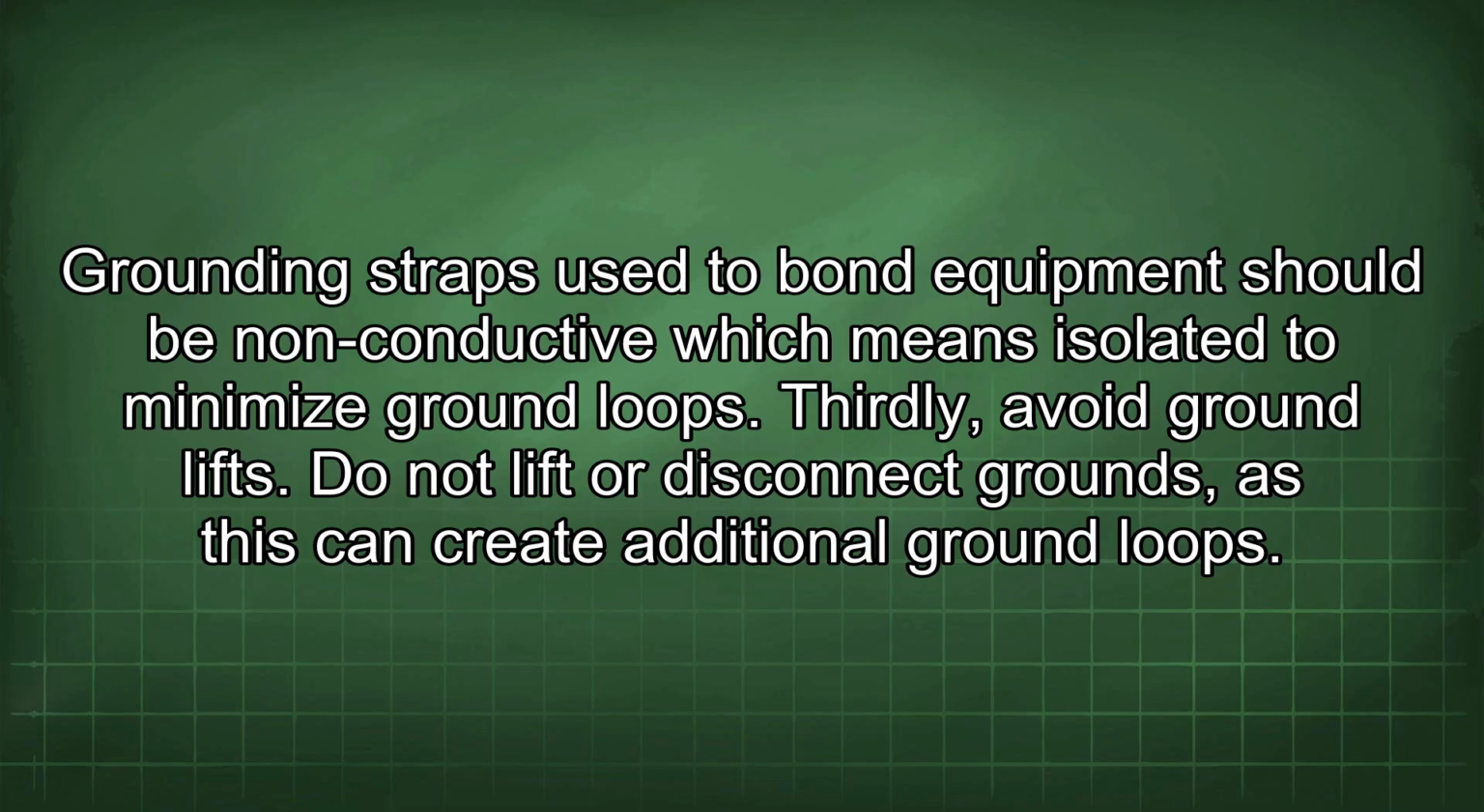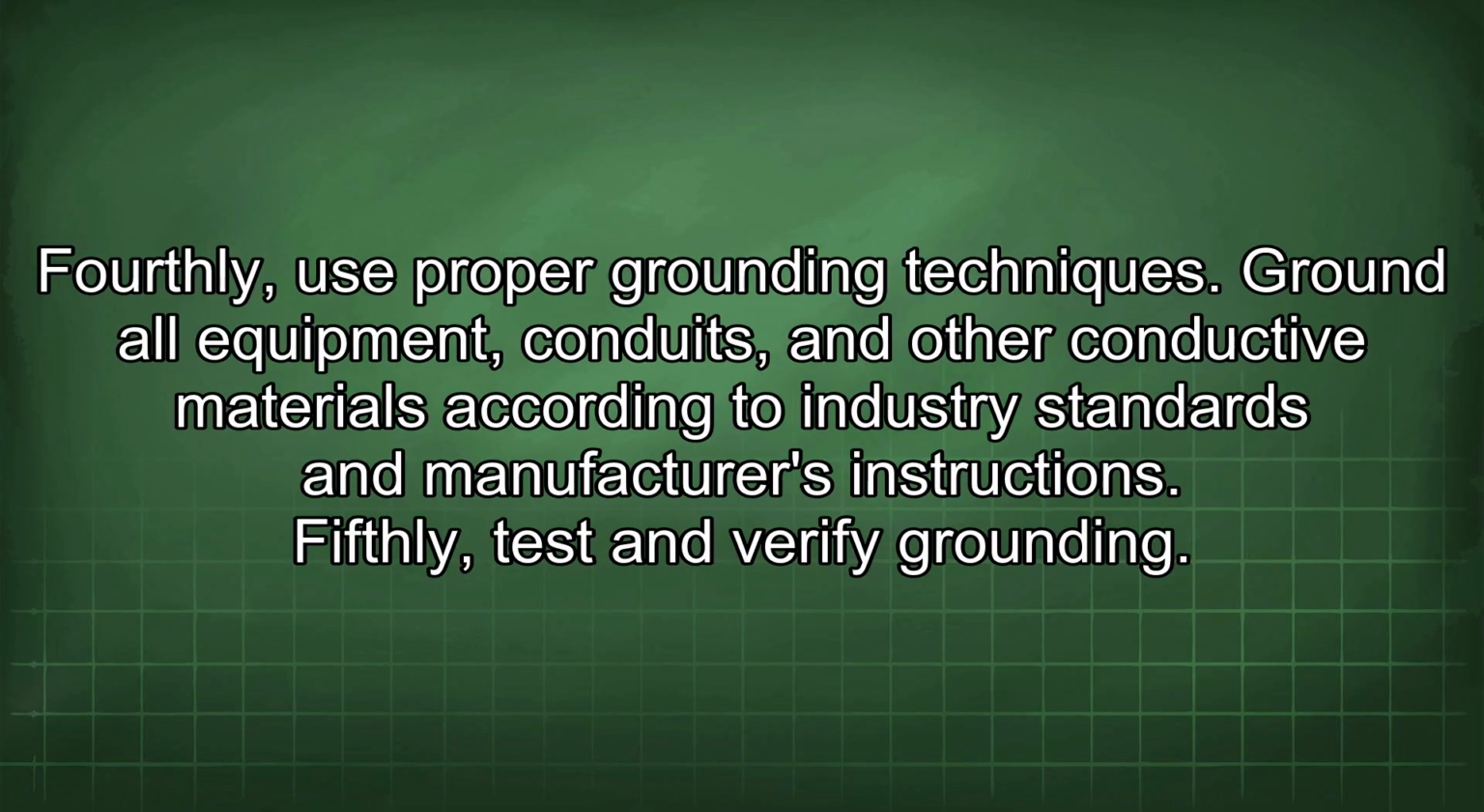Grounding straps used to bond equipment should be non-conductive, which means isolated, to minimize ground loops. Thirdly, avoid ground lifts. Do not lift or disconnect grounds, as this can create additional ground loops. Fourthly, use proper grounding techniques. Ground all equipment, conduits, and other conductive materials according to industry standards and manufacturer's instructions.